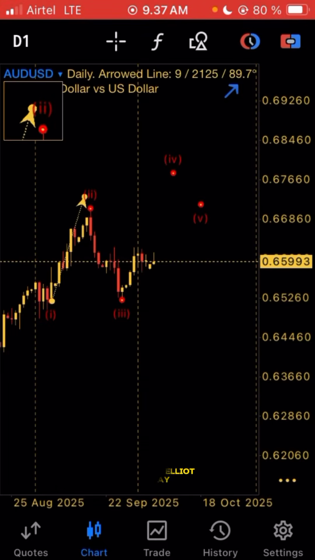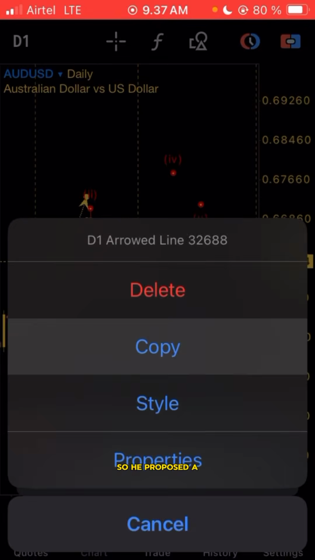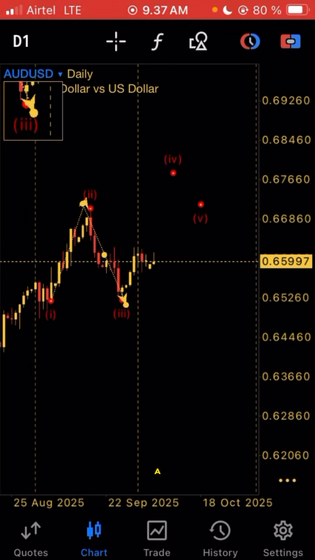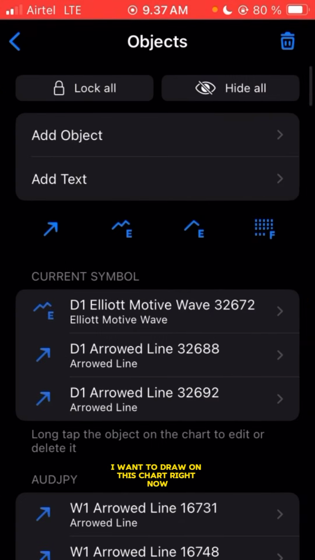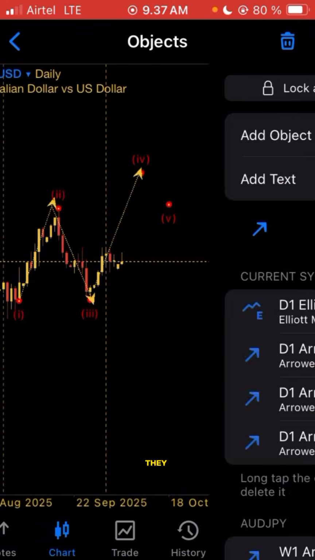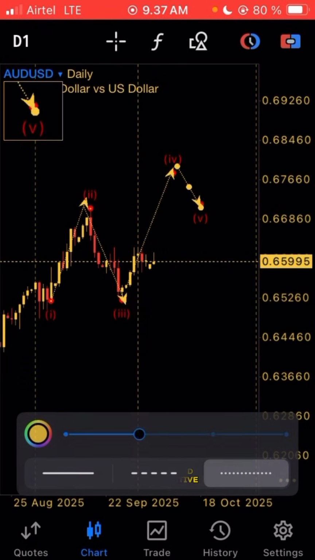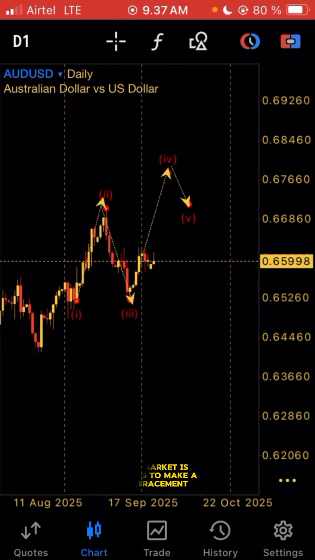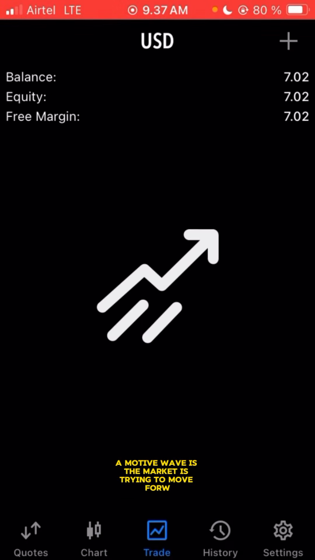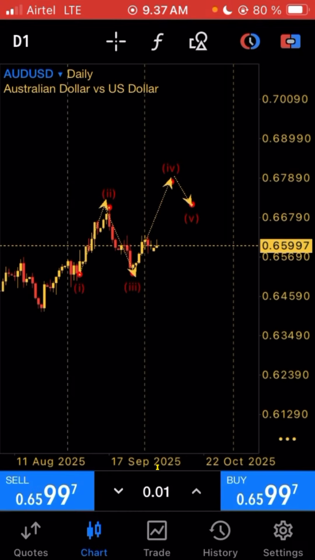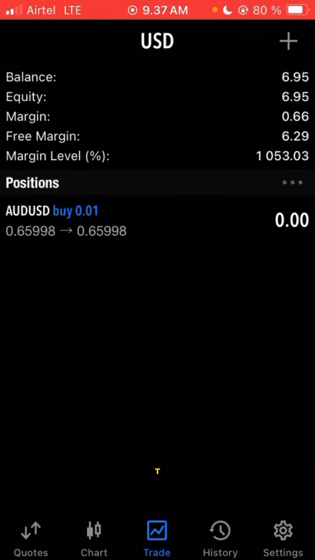Actually, Elliot proposed a theory that the market follows a pattern, and that is the pattern I want to draw on this chart right now. So this is the pattern. It forms corrective and motive waves. The corrective wave is when the market is trying to make a retracement, while a motive wave is when the market is trying to move forward and produce a big move. It's just the same thing as the accumulation, manipulation, and distribution.